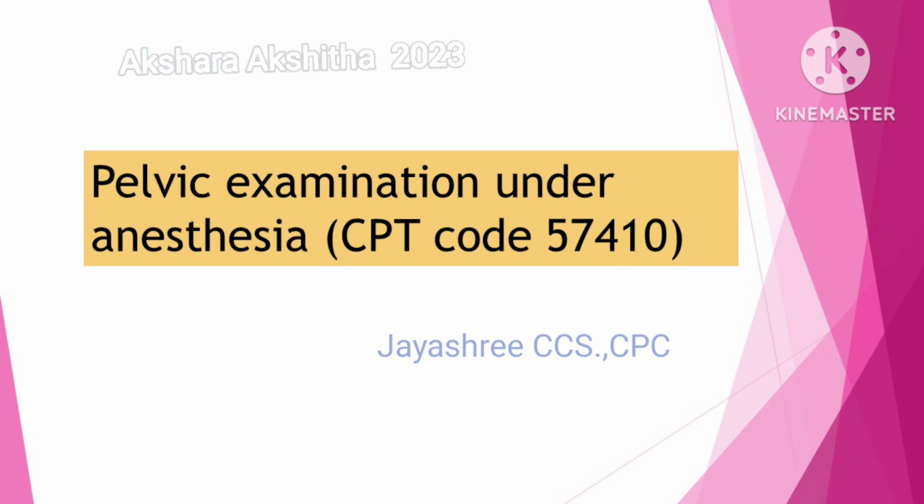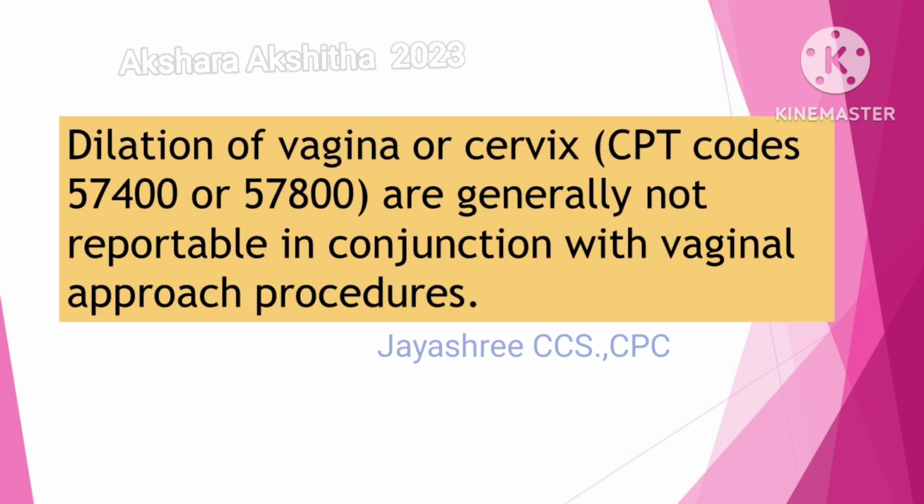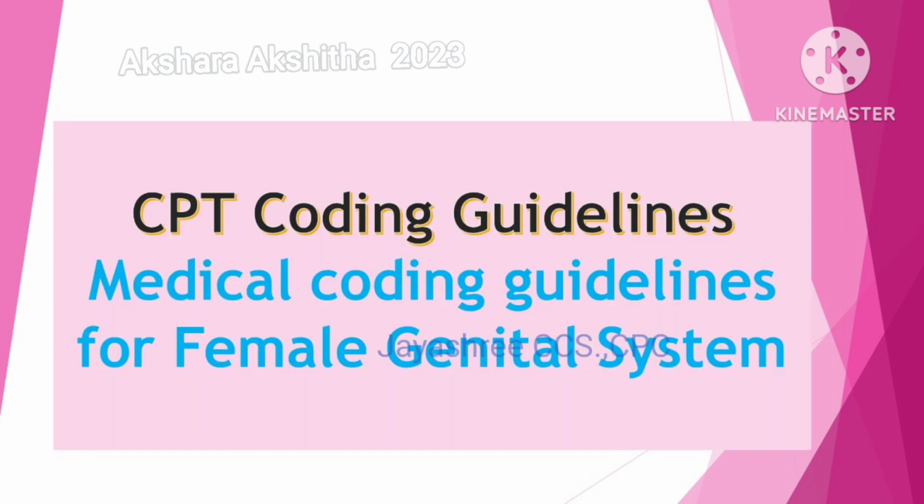Okay, then the fourth point is dilation of vagina and cervix. CPT code is 57400 or 57800. These are normal minor procedures. They are included in all vaginal approach procedures, all main procedures by the vaginal approach. So all dilation procedures are included. We should not report separately.